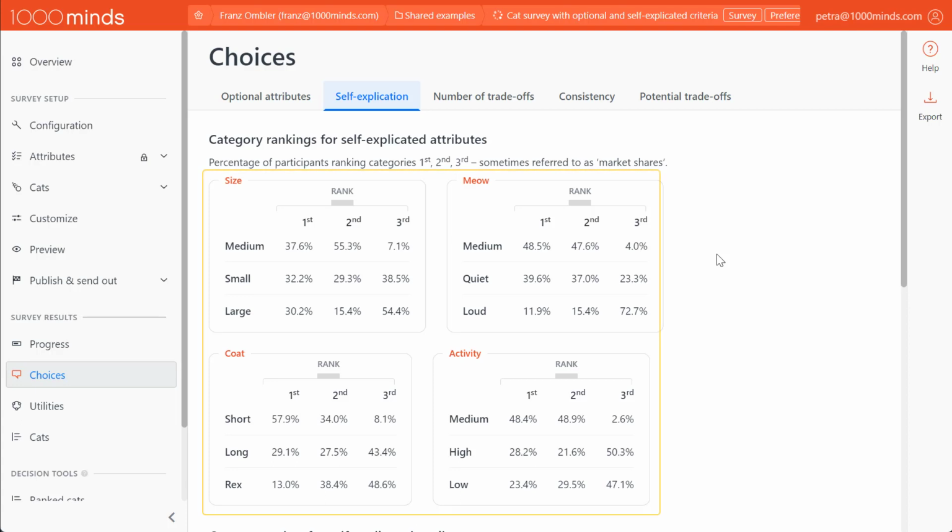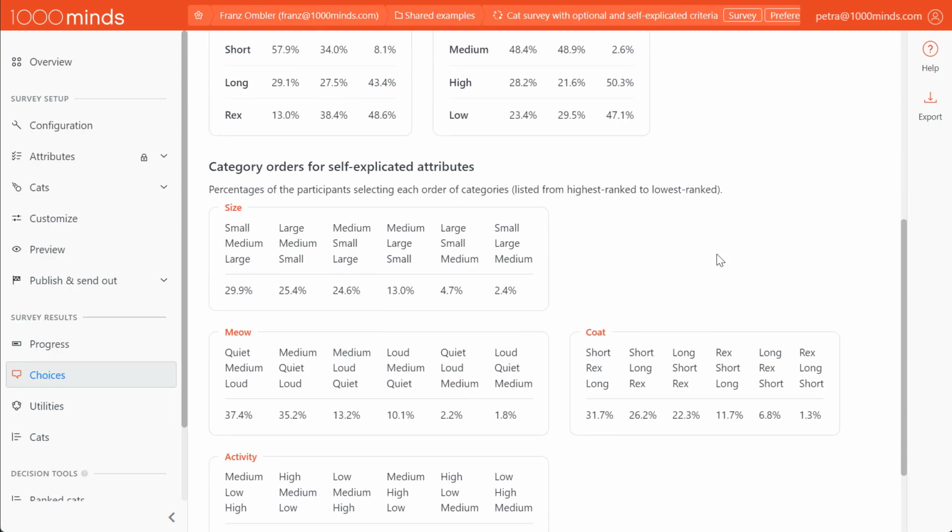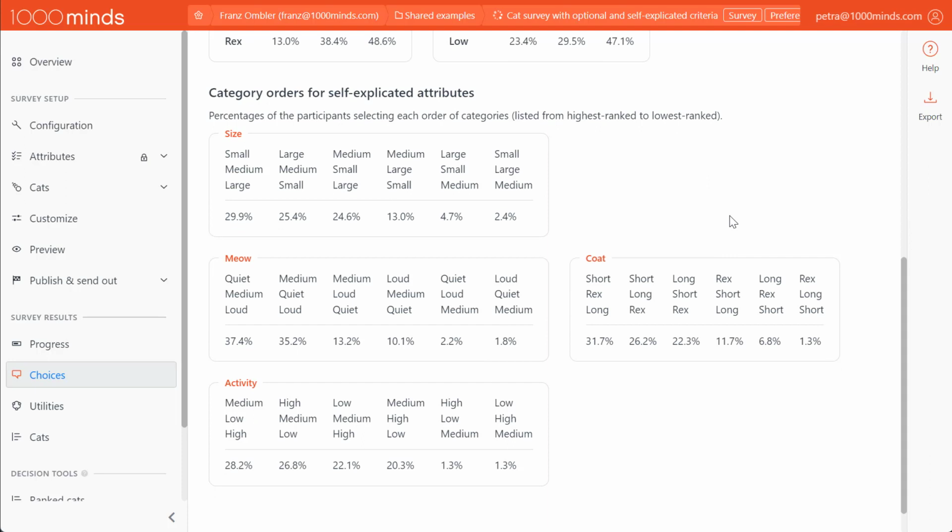First, we see the percentage of participants that ranked each level first, second, or third on each attribute, which is also known as their market shares. Below, we can see how many participants ordered the levels of their attributes in a certain way. For example, a third of participants ordered the levels of cat size small, medium, large, but very few people chose the order small, large, medium.